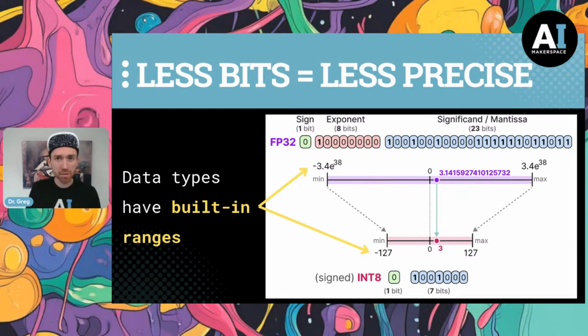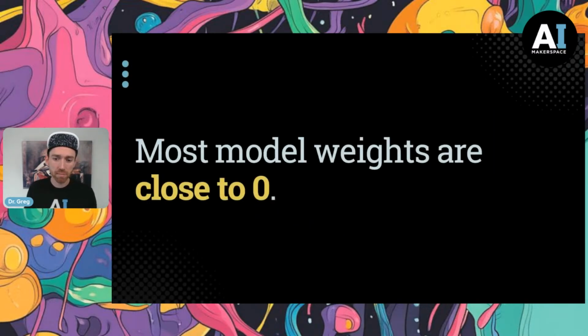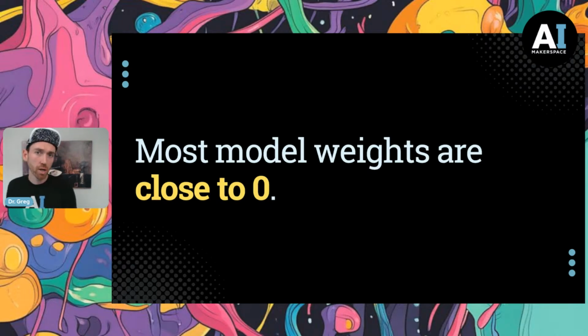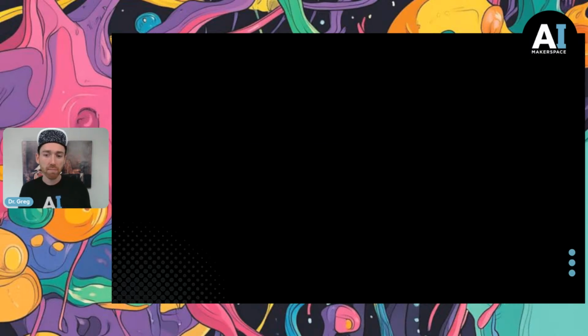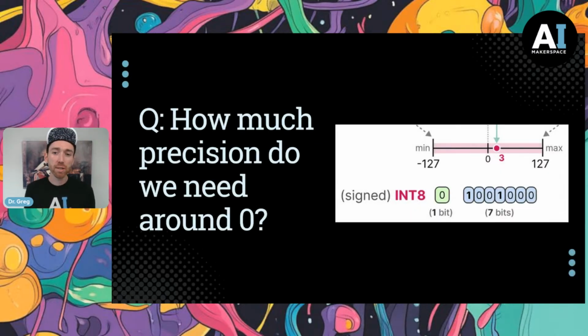And remember, most model weights are close to 0. So one of the questions you might ask as we talk about precision and most model weights being close to 0 is, how much precision do we need around 0, right? Because can I just take all of the numbers that are even remotely close to 0 and just call them 0? Well, people are trying stuff like this. And it's working pretty well, actually.